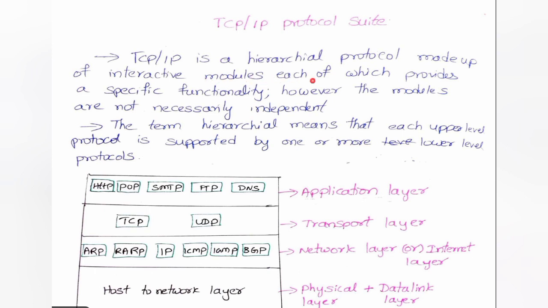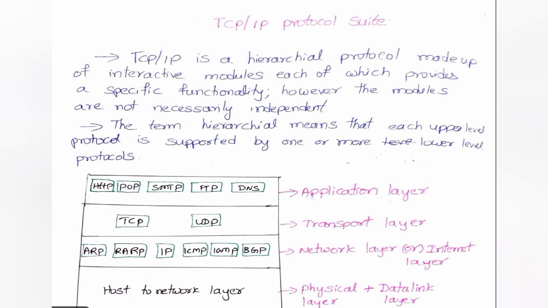TCP/IP is a hierarchical protocol made up of interactive modules, each of which provides a specific functionality. However, the modules are not necessarily independent. Each layer has interactive modules which provide a specific functionality. The term hierarchical means that each upper layer protocol is supported by one or more lower level protocols.